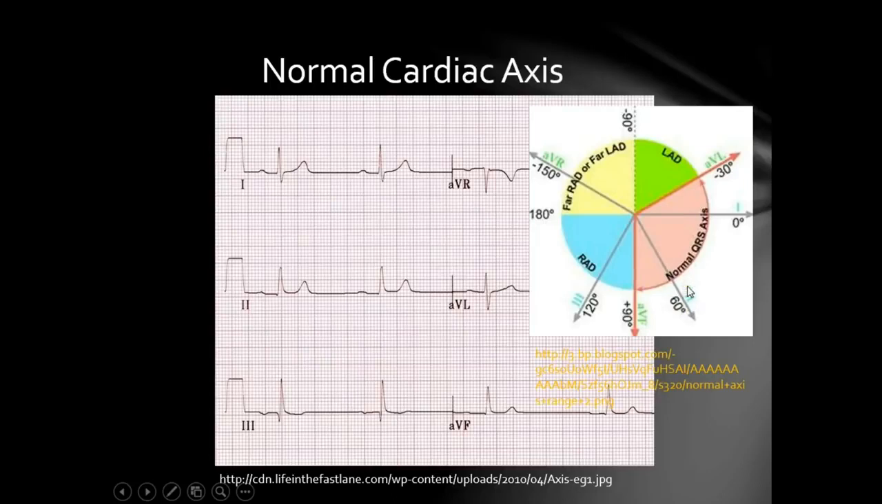But I'm sorry for the confusion. Again, all you need to look at is just leads 1, 2, and AVF to determine the cardiac axis. Is it normal or not?